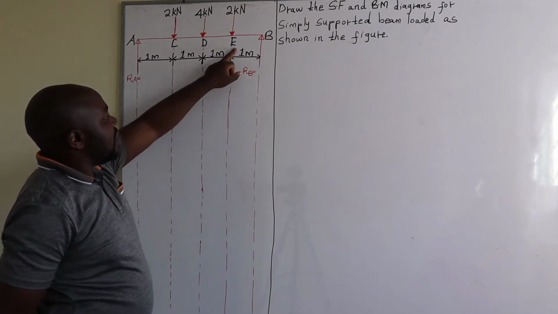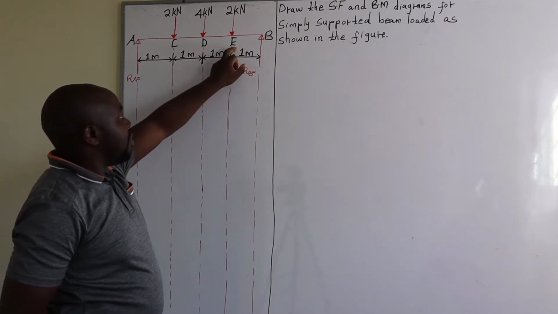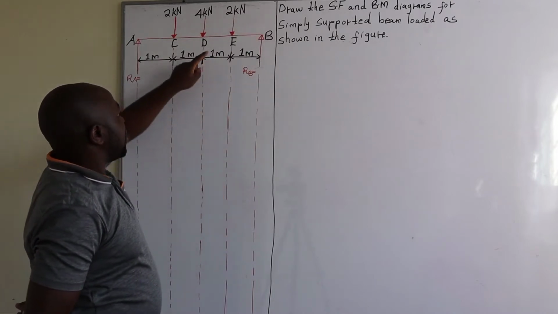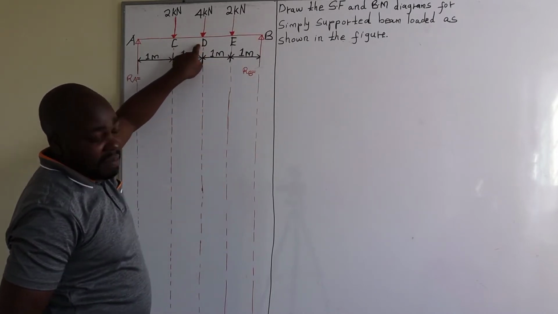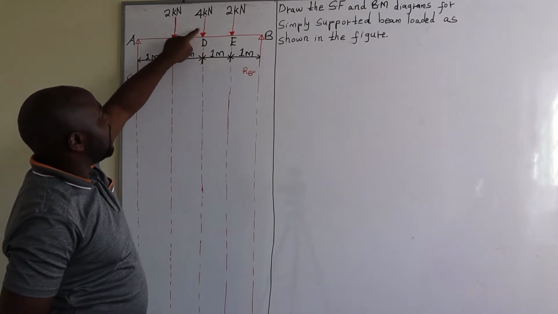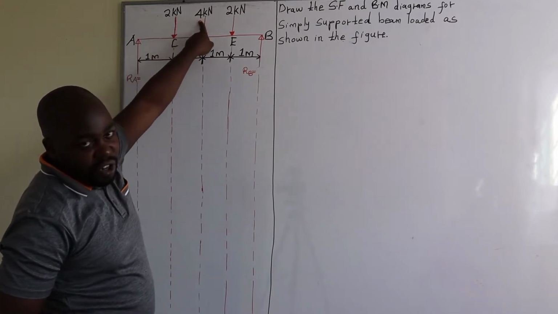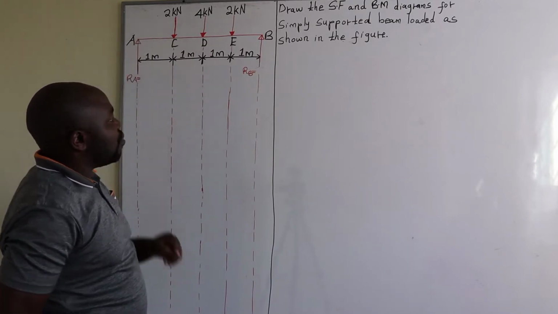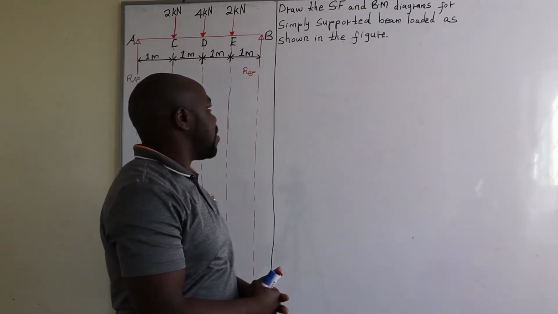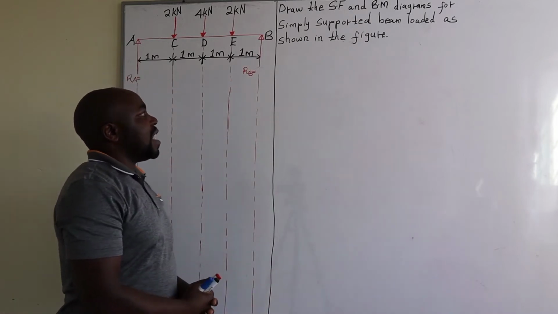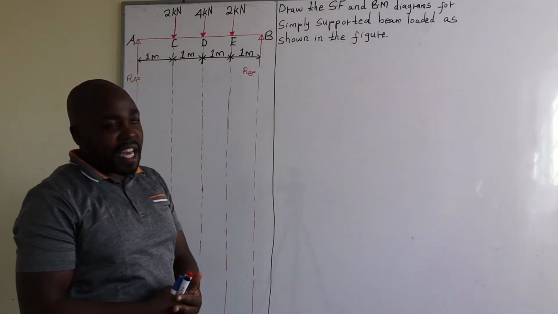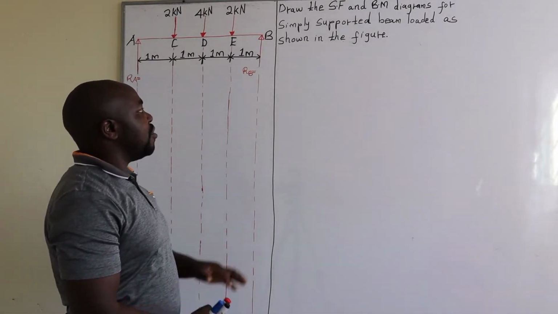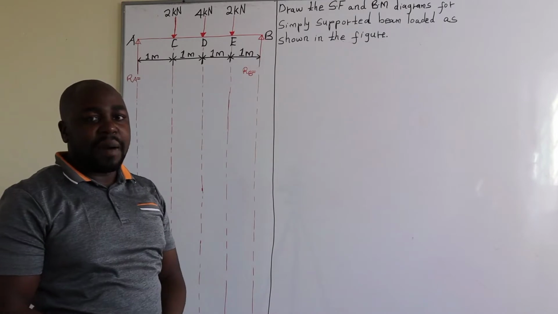The simply supported beam is loaded as follows. At point E, the beam is loaded with a 2 kilonewton point load. At point D, it is loaded with a point load of 4 kilonewtons, and at point C, it is loaded with a point load of 2 kilonewtons. So our question for today is to draw the shear force and bending moment diagrams for the simply supported beam loaded as shown in this figure above.